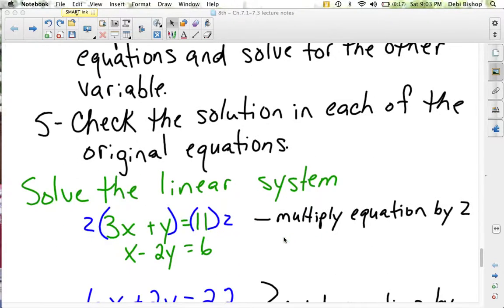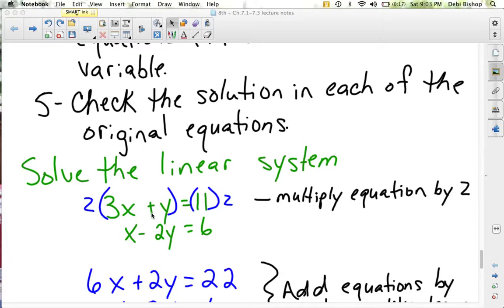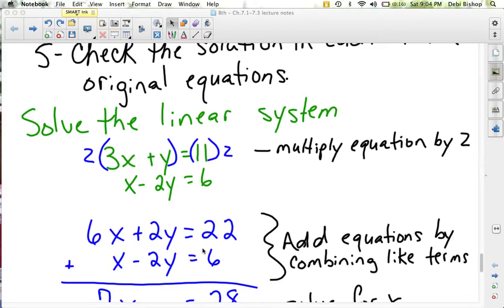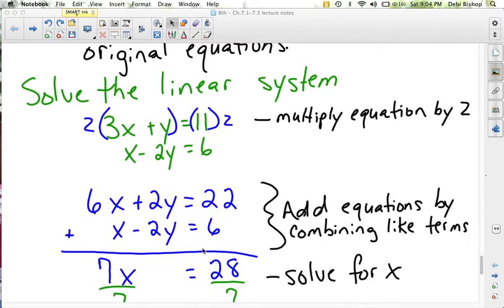So again, we're going to use the same equations. So you can see 3x plus y equals 11 and x minus 2y equals 6. Well, I see I already have a negative 2y, and I just need to get a positive 2y so that I can eliminate the y variables in this equation. So I multiply both sides of the first equation by 2, and I get 6x plus 2y equals 22. And then you add your other equation of x minus 2y equals 6.